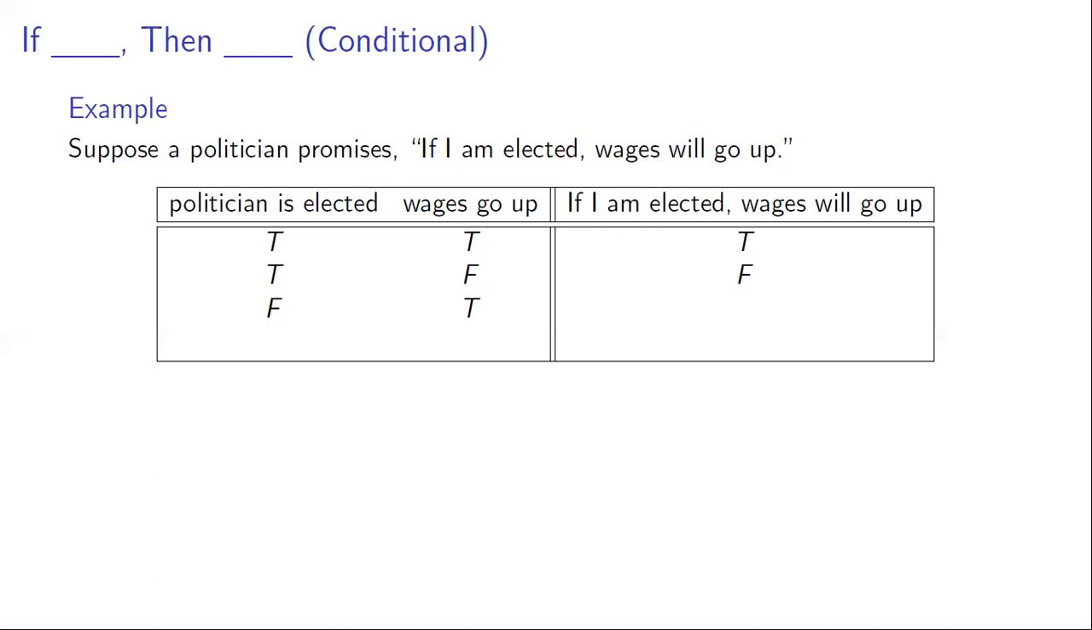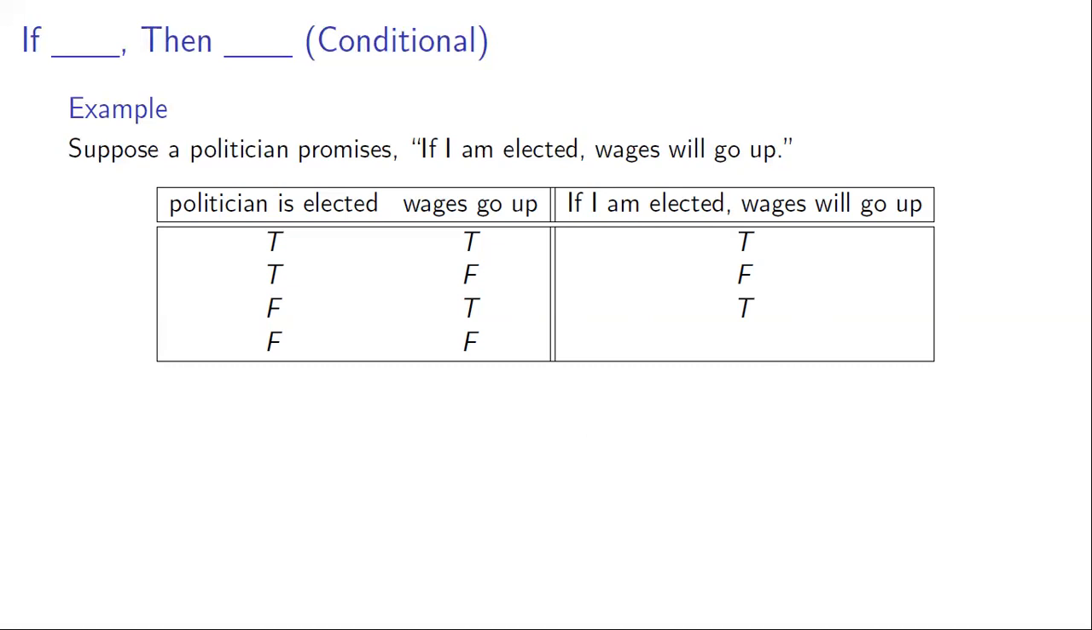They said, if I'm elected, then wages will go up. Well, they never said what would happen if they weren't elected. So if the politician was never elected, so what if wages went up? The promise was still true. If I'm elected, wages will go up. This was not broken. The promise was not broken. So it's true.